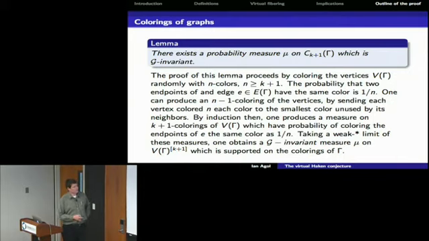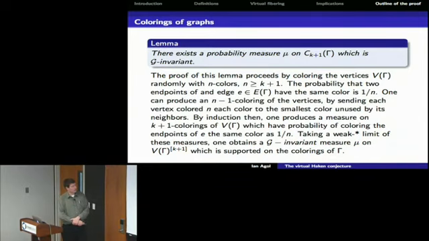So what I do instead is I color with n colors, where n is way, way bigger than k, 1,000,000 or 1,000,000,000 or whatever you like. And I just color the vertices randomly. I flip an n-sided coin and color each vertex randomly. Now, the probability that the endpoints of a given edge have the same color is 1 over n. Now I produce a k+1 coloring by using the ordering on the vertices.